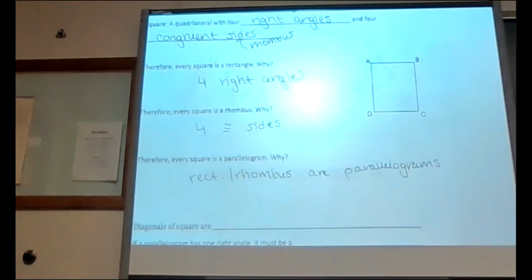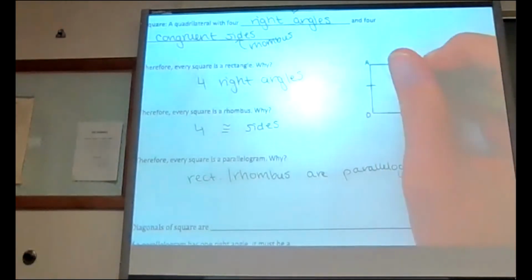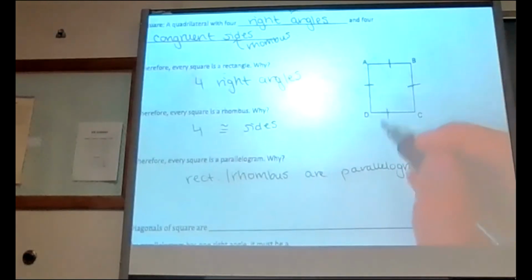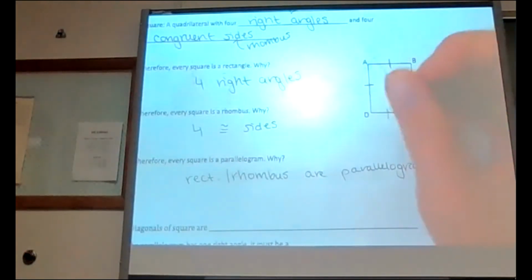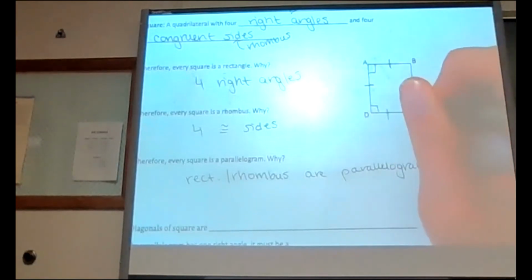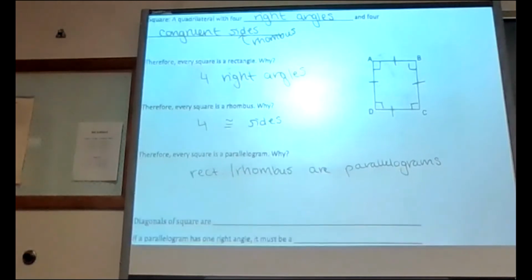So I love squares. I love squares because there's really no solving needed. We're going to be able to determine everything here. So our square is a rhombus, so it has 4 congruent sides. Our square is a rectangle, so it has 4 right angles. Okay, that's our beginning piece with our square.